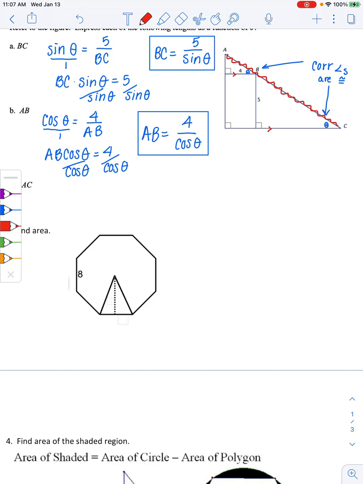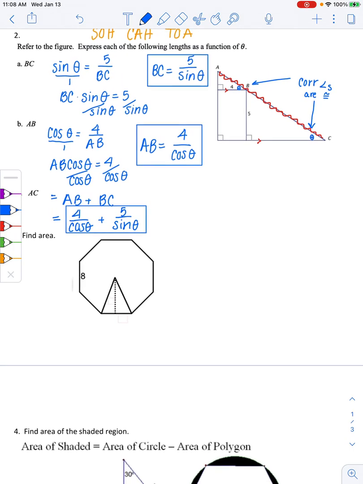a lot longer. But do you notice that AC is equivalent to adding the AB part to the BC part, which are the two lengths I just found? I can use that to my benefit. AB is 4 over cosine theta, and BC is 5 over sine theta. I know it looks weird, I know they're not common denominators, but feel free to leave it just like that because you found AC in terms of theta.